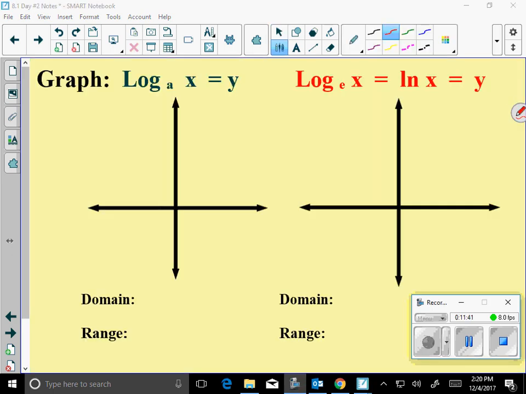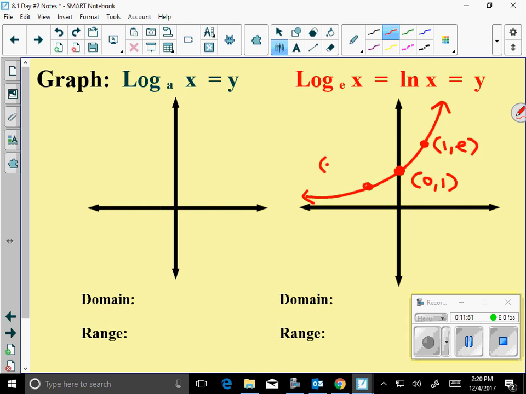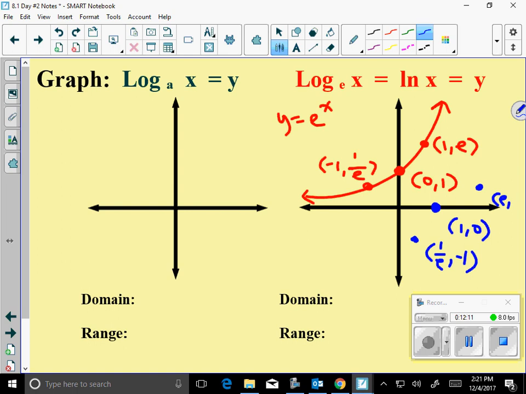Here would be the graph of e to the x. Okay, so that would be y equals e to the x. Its inverse would just be the following. And there's natural log of x.